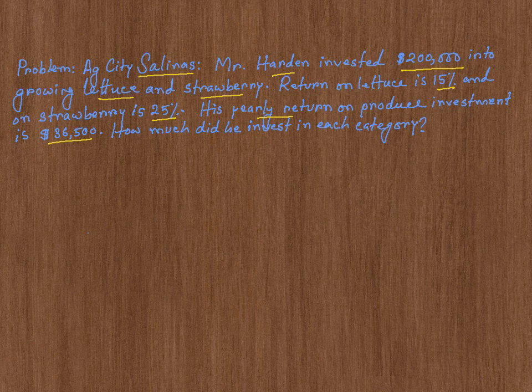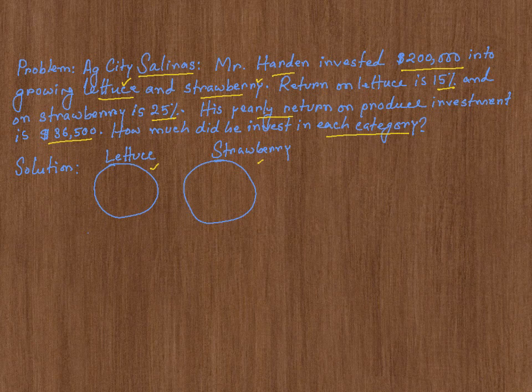Now the question is how much he invested in each category, meaning how much he invested in lettuce and how much he invested in strawberry. So let's create a diagram here. This is the lettuce investment, this is the strawberry investment. Let's say Mr. Harden invested X dollars in lettuce and Y dollars in strawberry. So it must be the case that X plus Y is his total investment, which is $200,000.